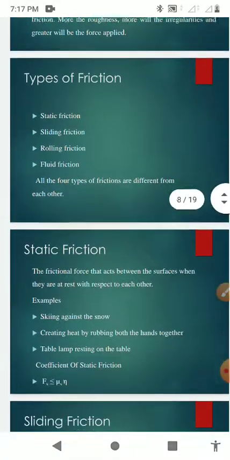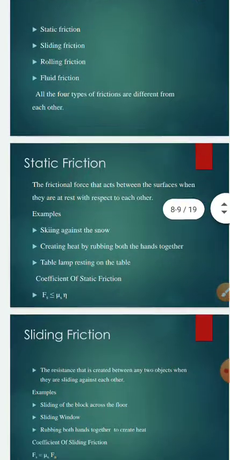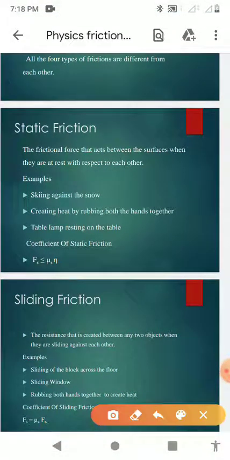Now we will see examples of this type of friction. We have seen skiing against the snow, generally during snowfall. Skiing against the snow is a particular example of static friction. Then creating heat by rubbing both hands together is also an example of static friction. Then the most common example is a table lamp resting on the table. You can easily understand it, isn't it?